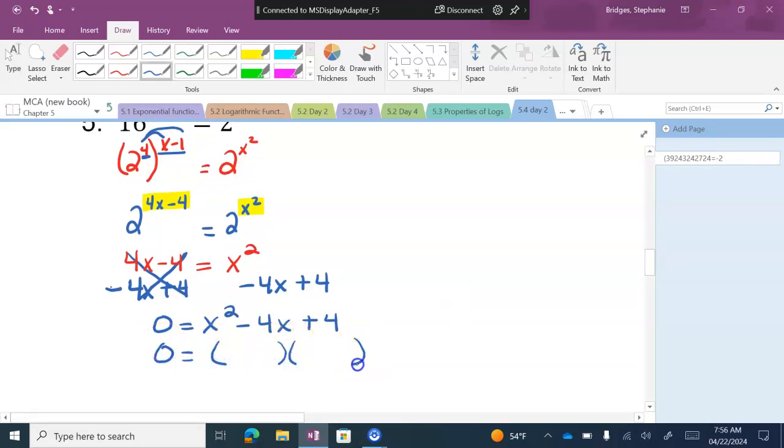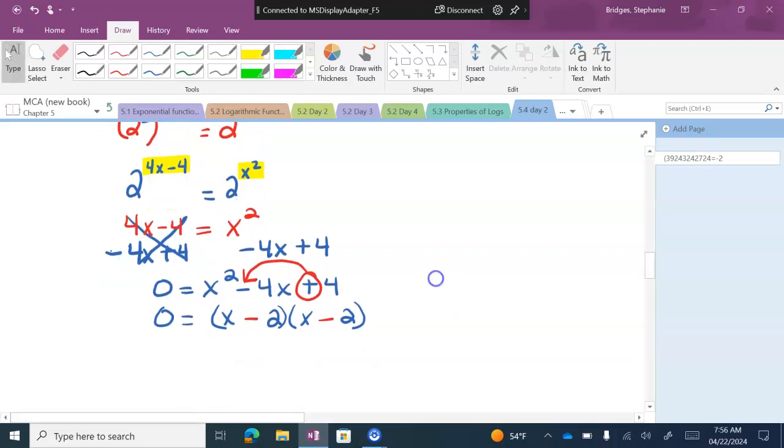Setting up my 2 parentheses. I'm going to put 2 in both. Are my signs going to be the same or different? Same, and they're both going to be negative. Set each one of those parentheses equal to 0 and solve. And in this particular case, I end up to get the same answer twice, right? Okay, so that's okay. That just means that's going to be my answer.